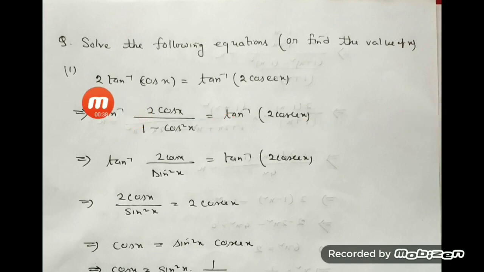So you see your first question: 2 tan inverse of cos x equal to tan inverse of twice cosec x. Since you have to find out the value of x, or solve it, you have to consider both sides together. We proceed by taking both sides together when solving.